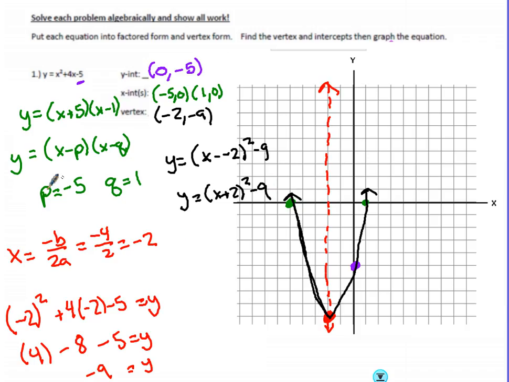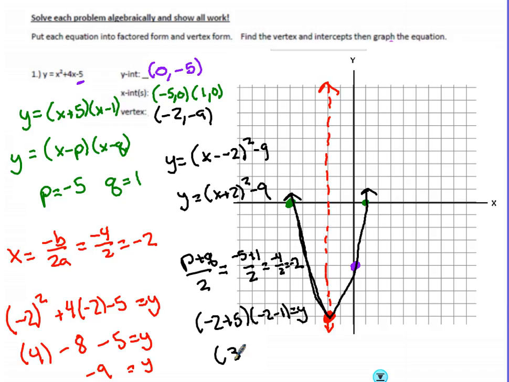We could have also used factored form to find the vertex, because as we stated earlier, p plus q over 2 is the x of the vertex. Negative 5 plus 1 over 2 is negative 4 over 2, which is negative 2. And we could have plugged in negative 2 into factored form to find the y of the vertex, because we'd end up with 3 times negative 3 equals y, so the y of the vertex is negative 9.